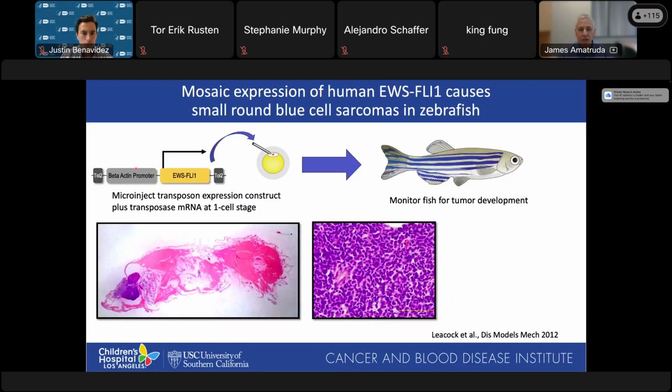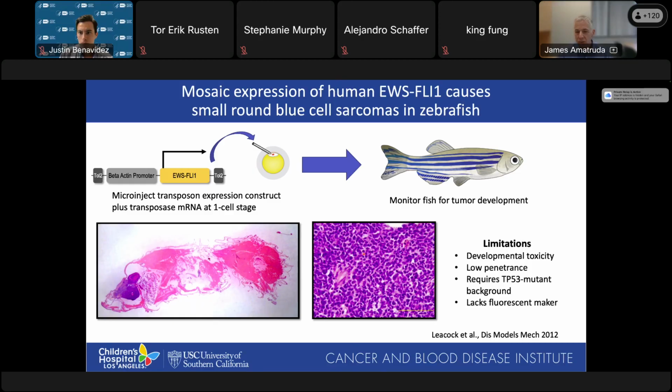And we just asked the question: if we inject this fusion at the single cell stage and allow the construct to incorporate into DNA as the fish develops, we figured that most cell types would actually not tolerate the fusion and would die. But the question is, would any cell type survive and give rise to a tumor? And in fact, that was the case. So the fish developed small round blue cell sarcomas that had a lot of histologic and transcriptomic similarity to human Ewing sarcomas. But there were some real problems with this model.